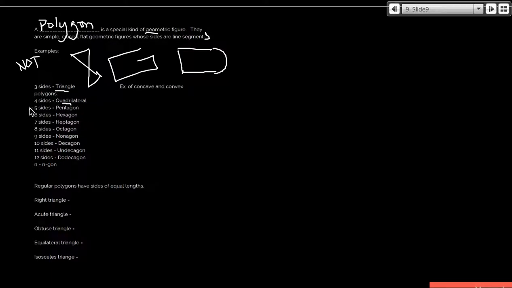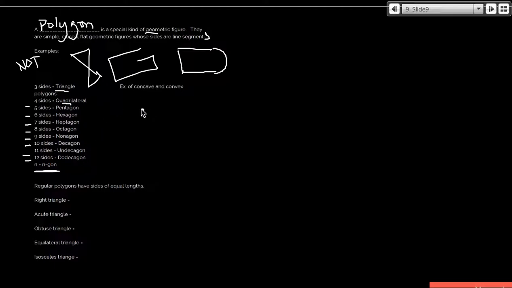5 sides is a pentagon, 6 sides hexagon, 7 sides heptagon, 8 sides octagon, 9 is a nonagon, 10 is a decagon, 11 is an undecagon, and 12 is a dodecagon, and then after you hit 12, it's just called an n-gon. So if you have 15 sides, you'd say 15-gon. You would say it like that, or 20-gon.